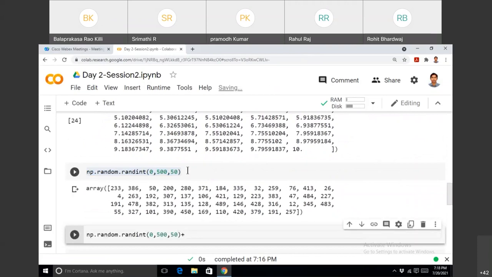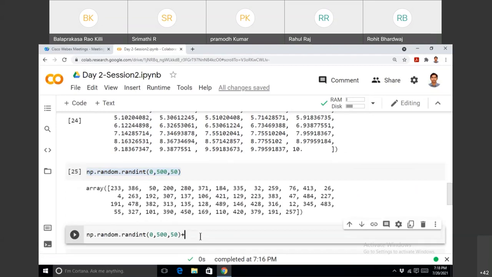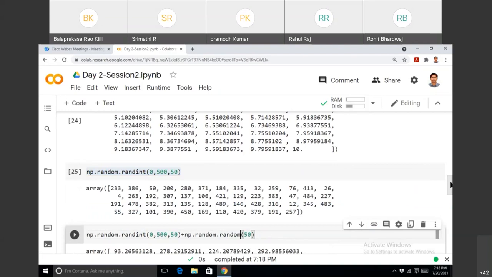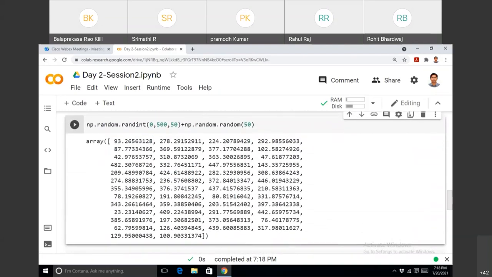How? I generate 50 integers between 0 and 500. Then I will add these floating point numbers between 0 and 1, so this is floating point numbers. So let me give 50. It will generate values between 0 and 1. So now I simply add. Both are random, right? First command is random, second command is random. So therefore the output is also random, you see. Is this okay? This way also you can generate.